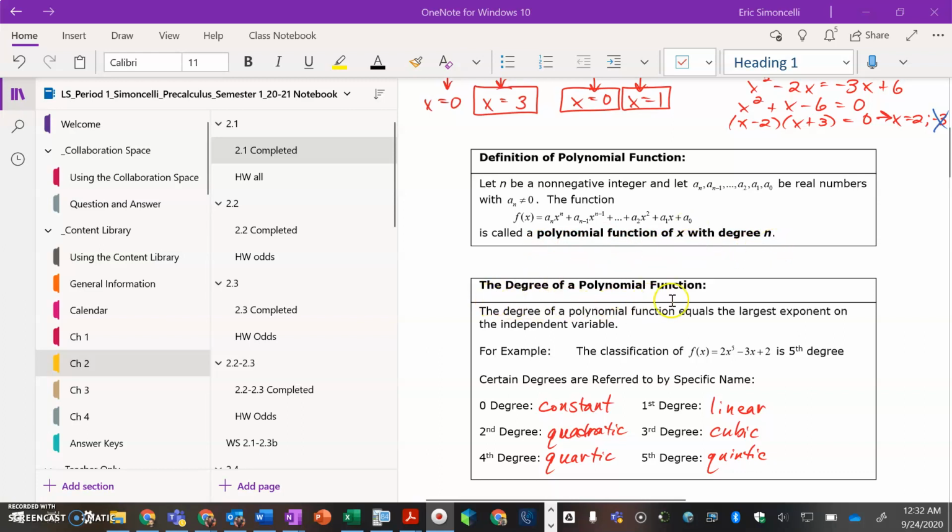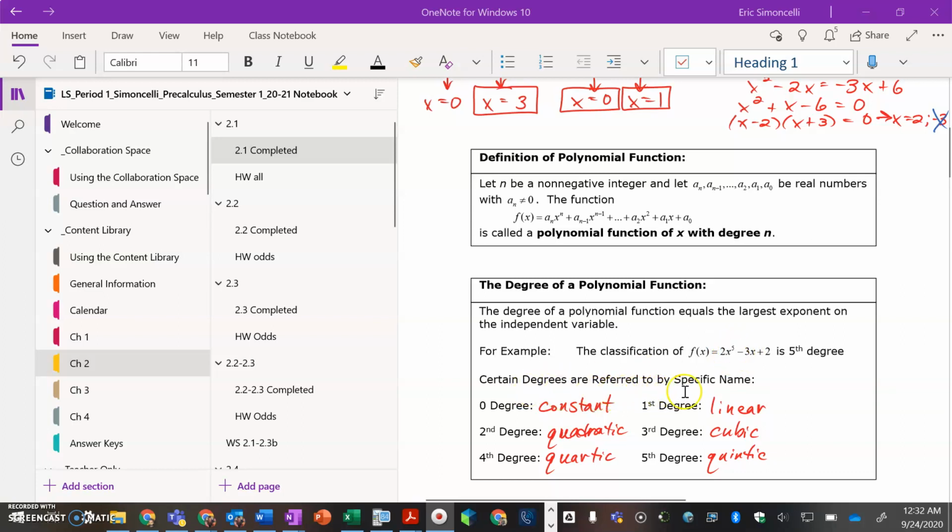Speaking of degrees, the degrees of a polynomial function we have, again, based upon what the largest exponent is on the independent variable. I already described a quadratic, but this right here would be a 5th degree. Why? Well, the highest exponent, the largest on the very first term you see there is 5.